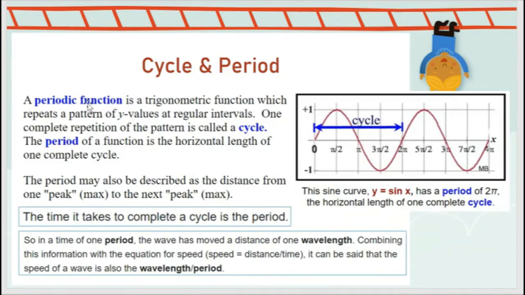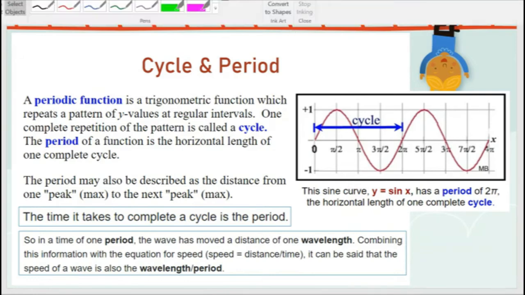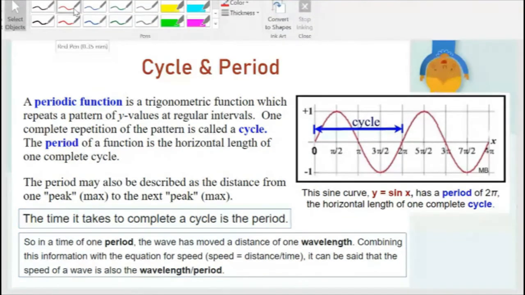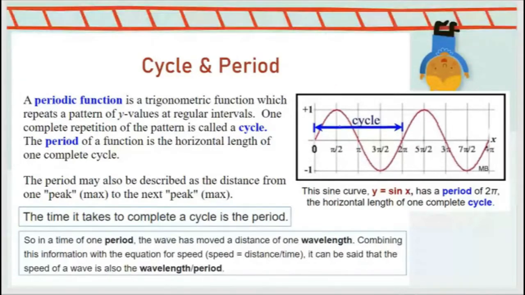So we see here, a periodic function is a trigonometric function which repeats the pattern of y values. So you see the sine graph and the cosine graph, they will repeat. This is an example for the sine graph. This is one cycle. Okay, from here to here, one cycle. Then it will repeat again, second cycle, third cycle. So for your periodic function, it will have 100 or 1,000 or too many cycles. So one cycle is 0 to 2 pi.